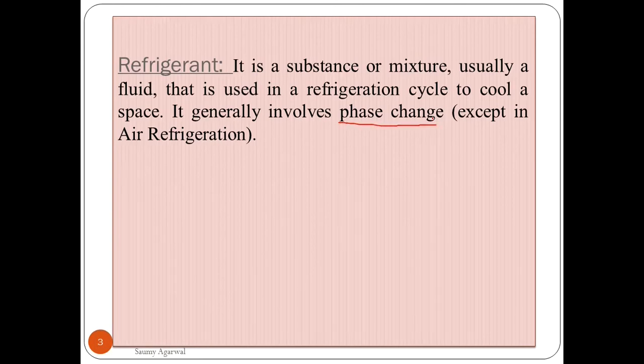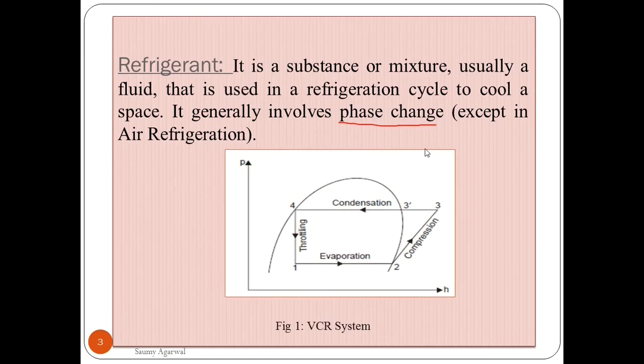Okay, so it involves phase change as in the case of the VCR system, but in air refrigeration there is no such phase change. So we can see over here, this is a typical VCR system schematic. Here this is a compression process, then condensation, then throttling, and afterwards an evaporation process. In condensation and evaporation, the refrigerant goes through a phase change. In condensation, the refrigerant is converting from vapor to liquid. In evaporation, the refrigerant is converting from liquid to vapor.